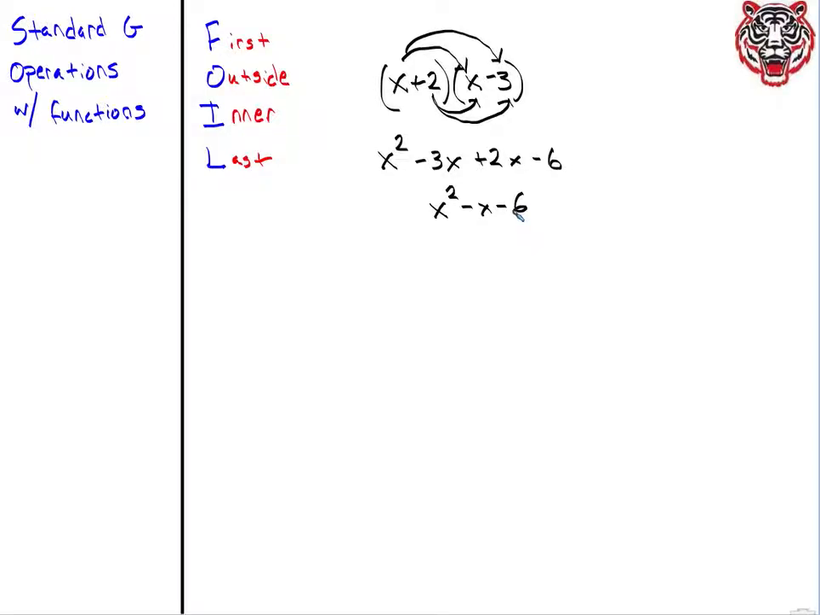Fist of 5 for how well we understand FOIL. All right, that's double fives.